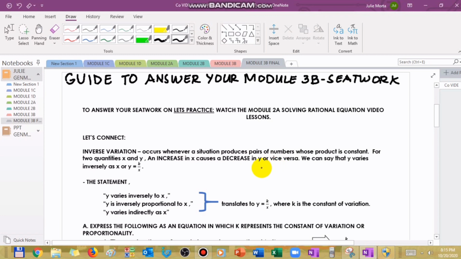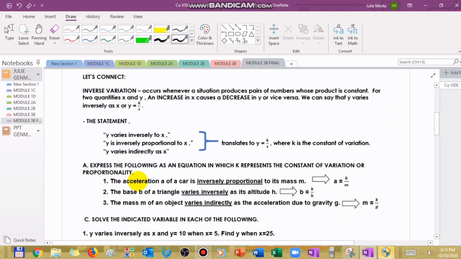Alright? So, ang ibig sabihin, kung yung x nag-increase, yung y magdi-decrease. Pag vice versa naman, ibig sabihin, si y naman nag-increase, si x naman nag-decrease. So, ganun ang example ng inverse variation. Sa inverse variation, meron tayong mga general statements. Pag sinabi mong y varies inversely to x or y varies inversely as x, pag translate natin siya sa symbol, magiging y is equal to k over x.